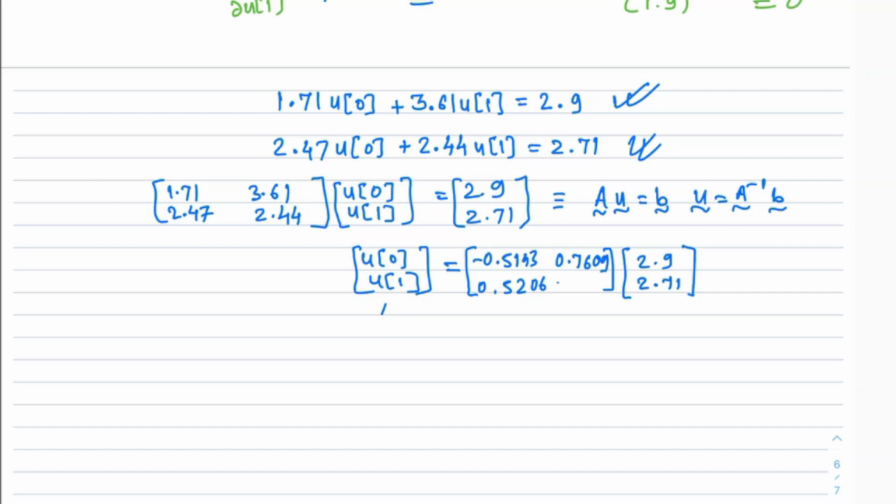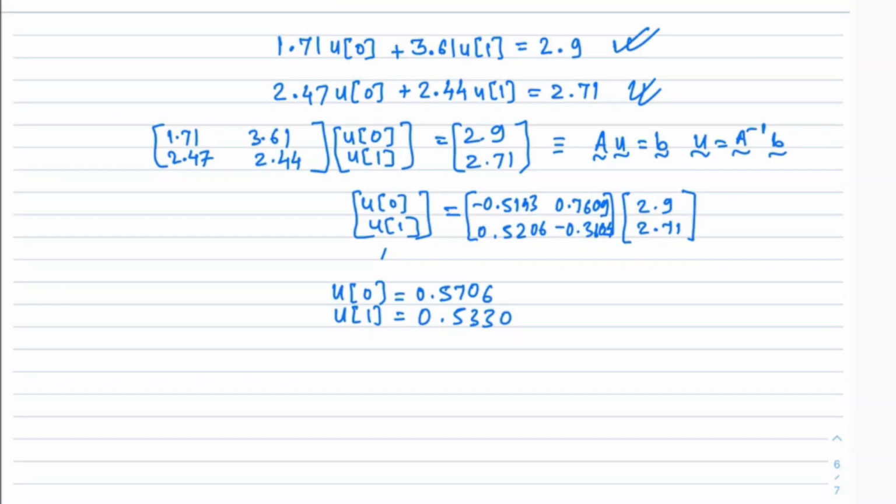Okay, and minus 0.3604. So my u0 and u1 comes out to be 0.5706 and 0.5330. So these are my u0 and u1.